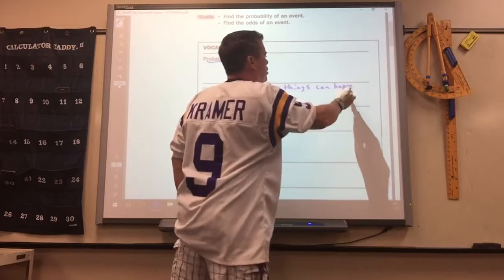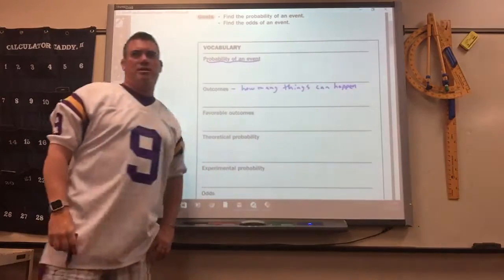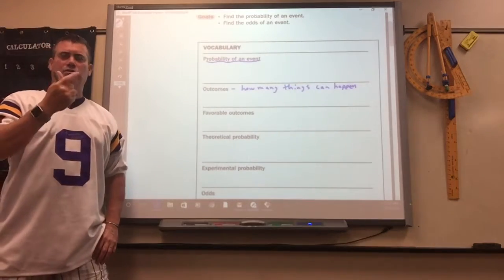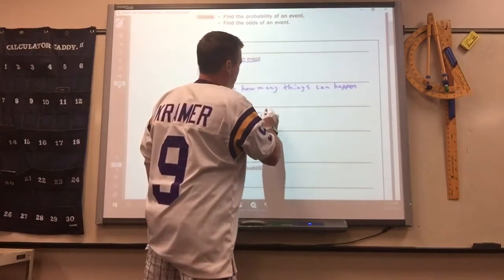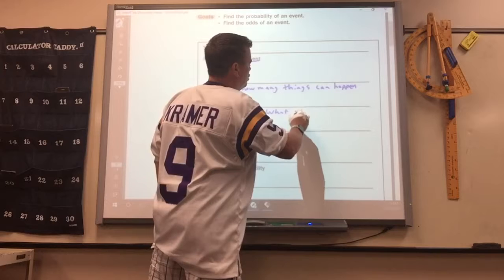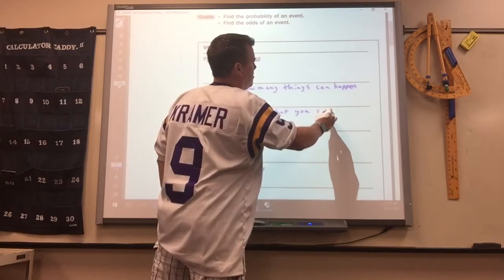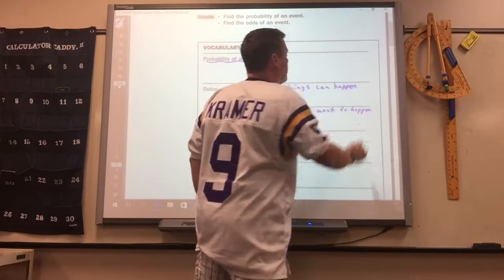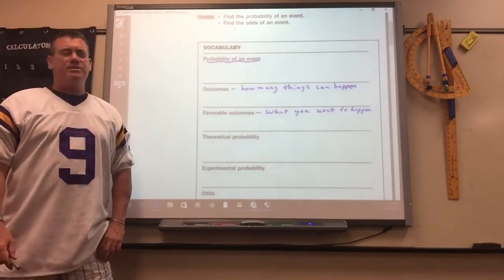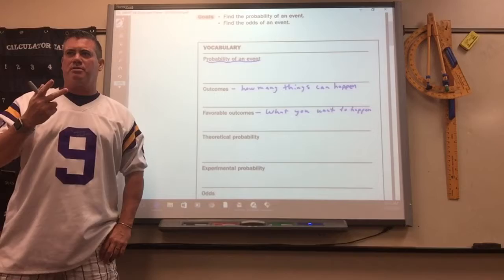For example, if you roll a dice, how many outcomes are there? Six. You can get a 1, a 2, a 3, a 4, a 5, or a 6. Favorable outcomes is what you want to happen. So, if you roll a dice and you want to get a 2, 2 is the favorable outcome.